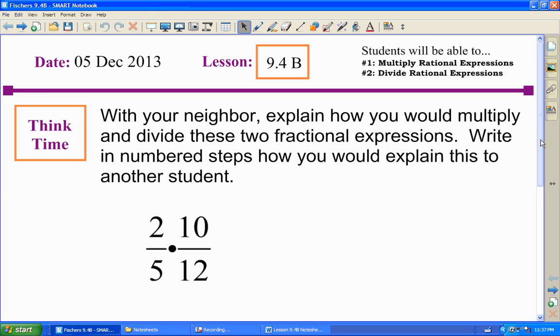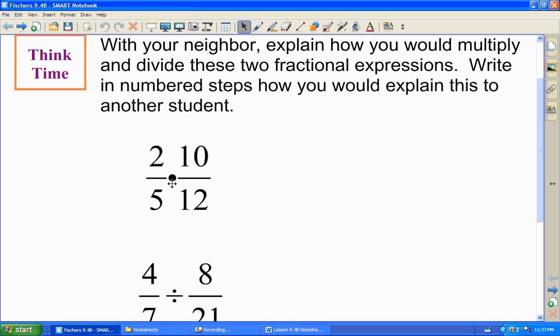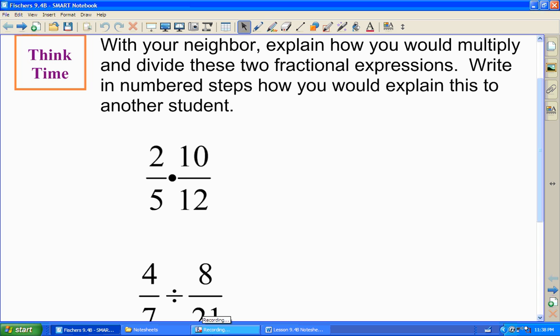First of all, I want you to explain how you would multiply two fractional expressions like this. This one's multiplied, this one's divided. Write out in numbered steps on your note sheet how you would do this after you copy them from the board here. So copy them here, and then write your numbered steps here while talking to your neighbor. Okay, take a minute to do that, and we'll come back in a second.